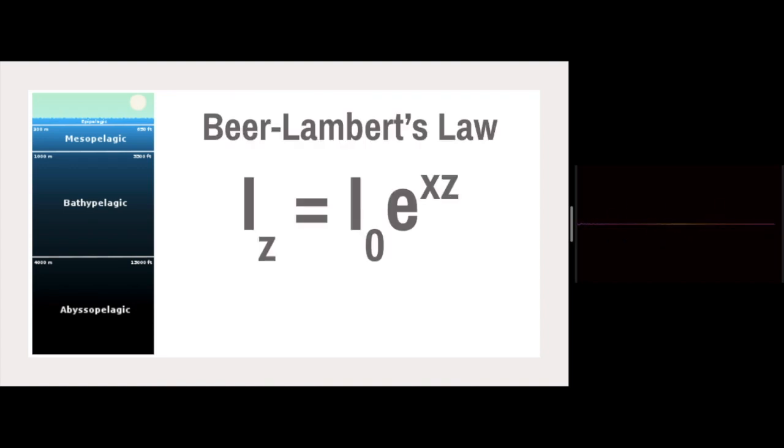This is described by the Beer-Lambert law, or Beer's law. The absorptive capacity of a dissolved substance depends on its concentration in a substance. I sub z is the intensity of light at a certain depth, while I sub naught is the intensity of light at the surface. X is the light extinction coefficient, and z is depth.